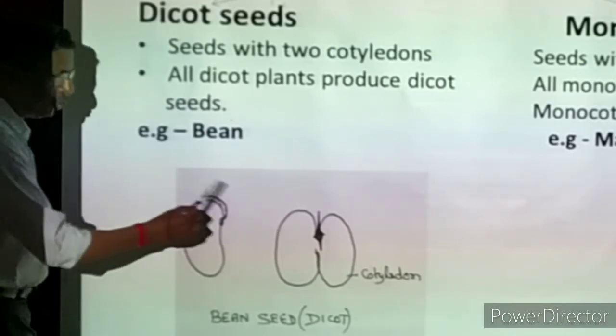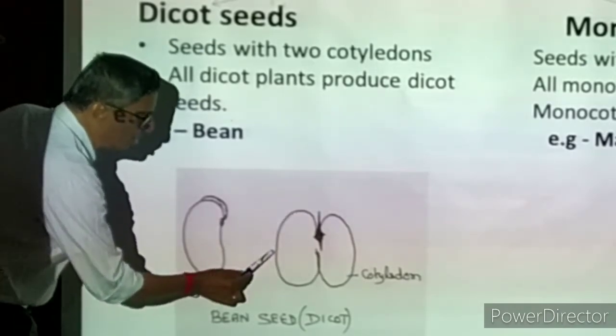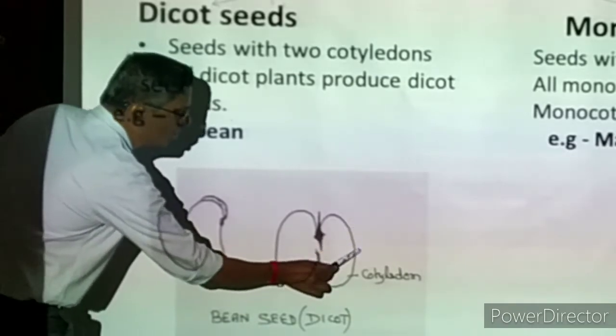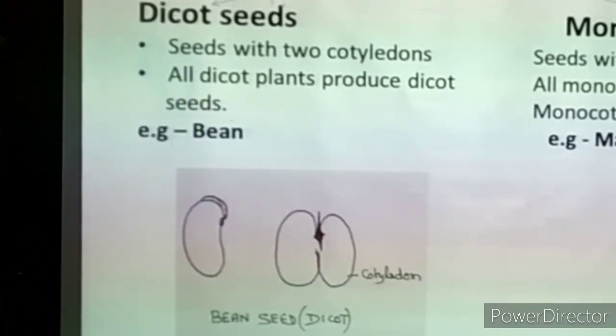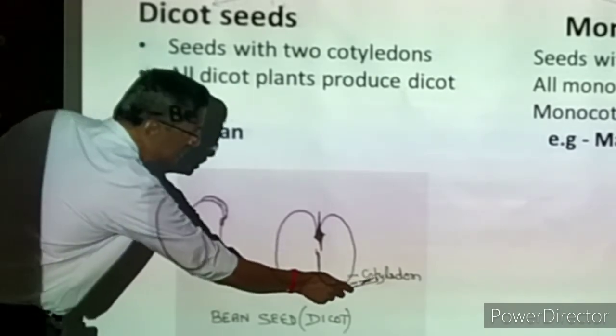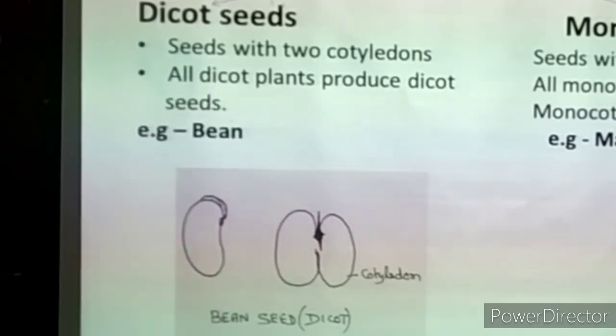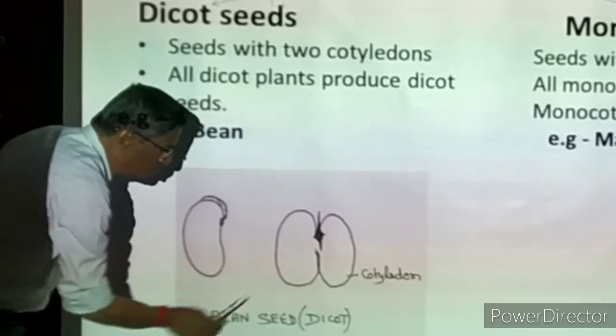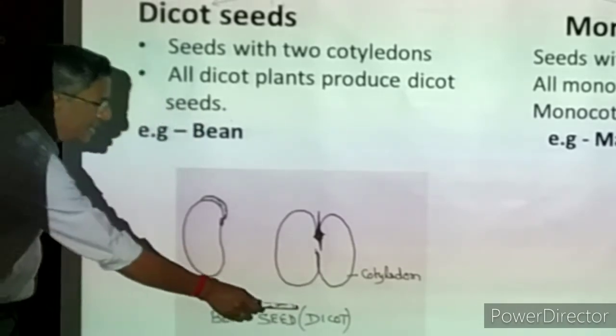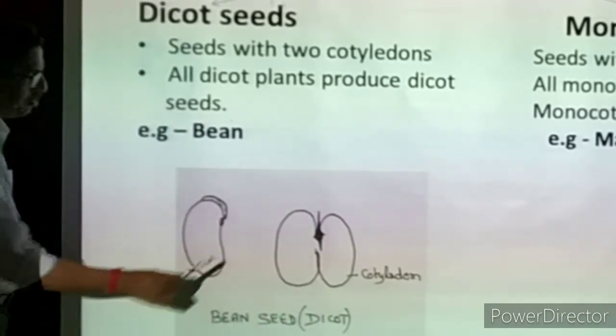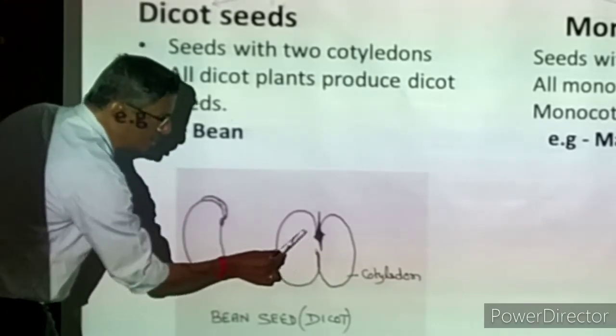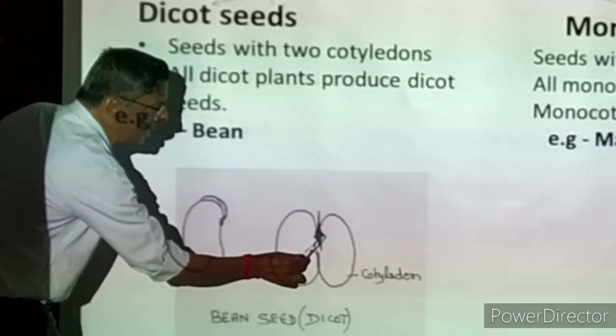Then inside, this is one cotyledon. This is another cotyledon. Both are equal in size. These two cotyledons are storing food material. Because of the presence of two cotyledons, it is called a dicot seed. Then between the two cotyledons, connected with the two cotyledons, a tiny embryo is present.